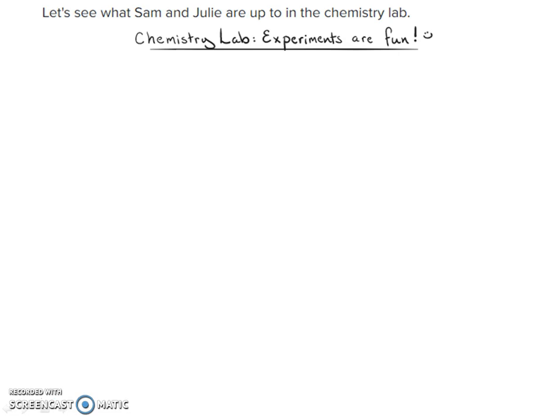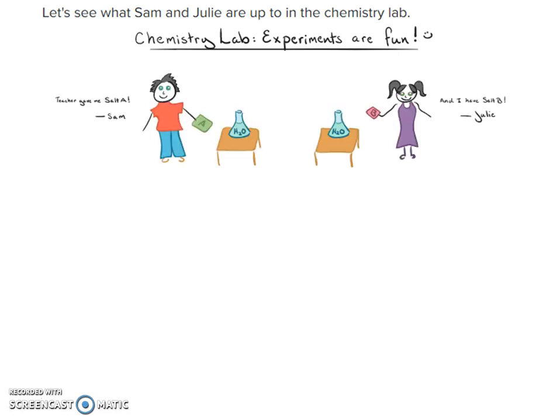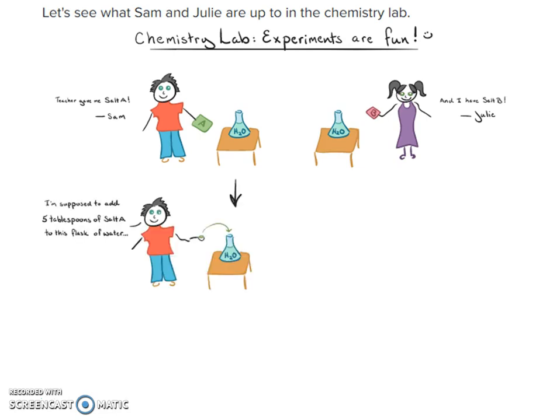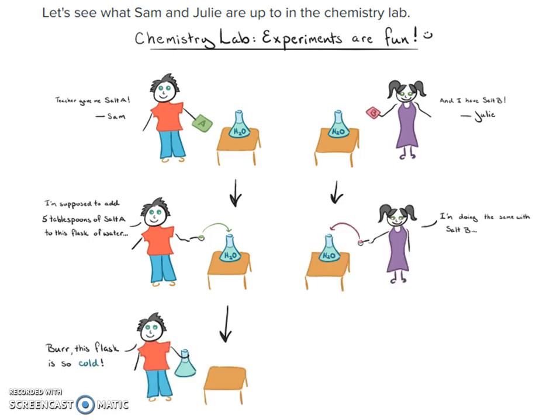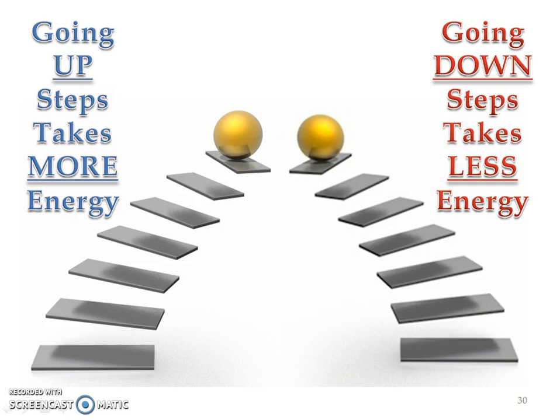Just a little fun here. See what Sam and Julie are up to in chemistry. Teacher gave me salt A. Ooh, and I have salt B. I'm supposed to add 5 tablespoons of salt A to this flask of water. I'm doing the same with salt B. Brr, this flask is so cold. Woo, this one's hot.